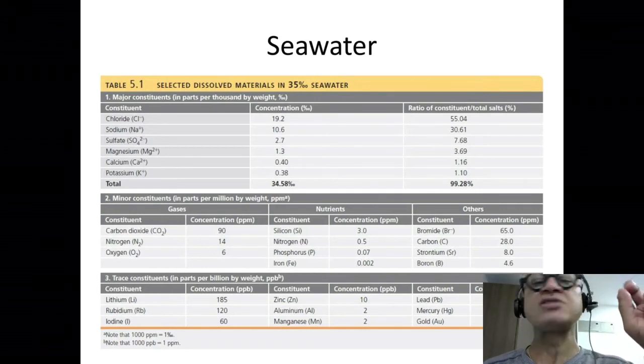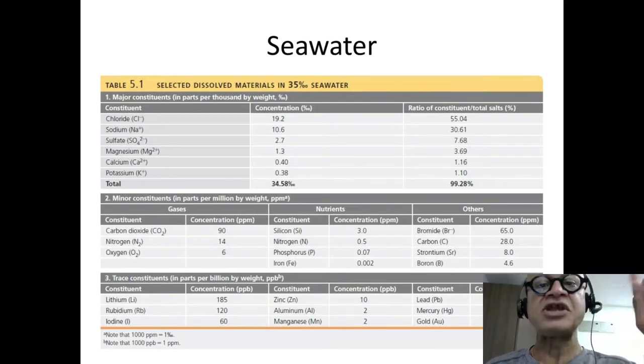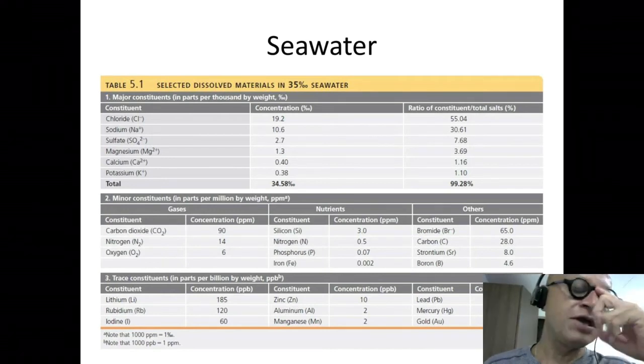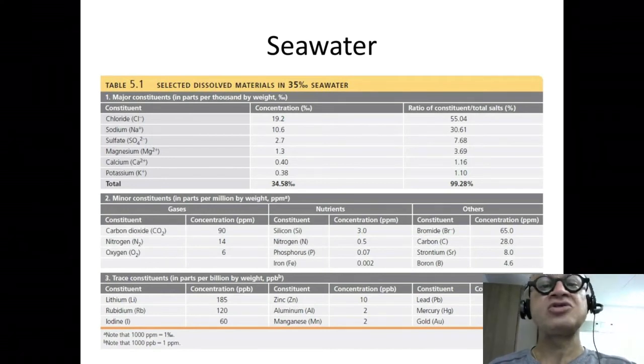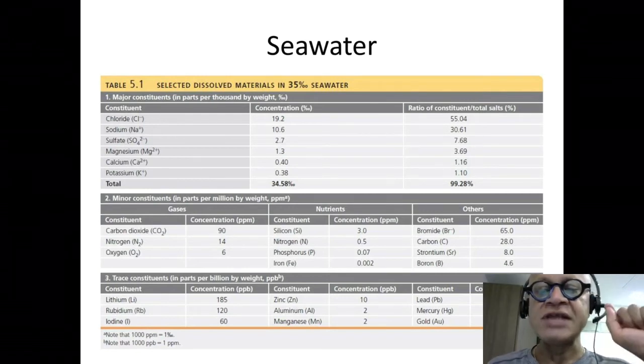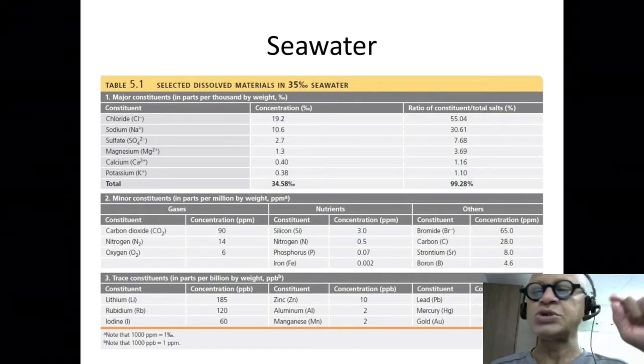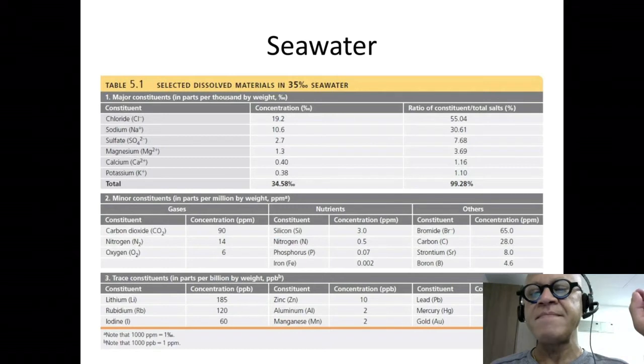So this is parts per thousand. This is parts per million. So we are getting into trace amounts. When we look at carbon dioxide in the atmosphere and methane and nitrous oxide and so on, we'll come to these trace amounts again. So the minor constituents include carbon dioxide, nitrogen, and oxygen. So carbon dioxide in the ocean is only 90 ppm. Nitrogen is 14 and oxygen is 6.